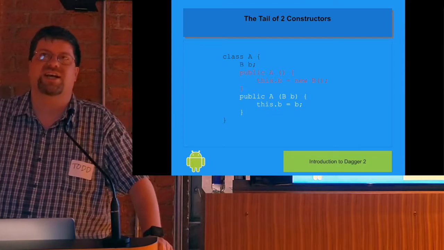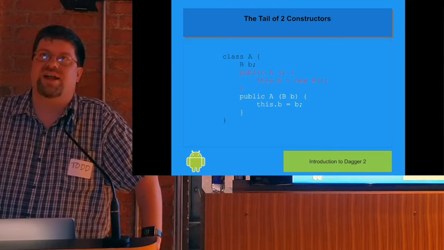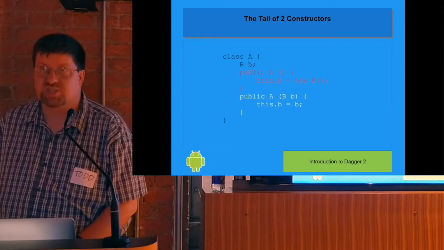Basically, an introduction to Dagger 2. Dagger 2 is a library that manages dependency injection in our Android applications. Dagger 2 is made by Google, and it's a fork of Dagger 1 that was done by Square.